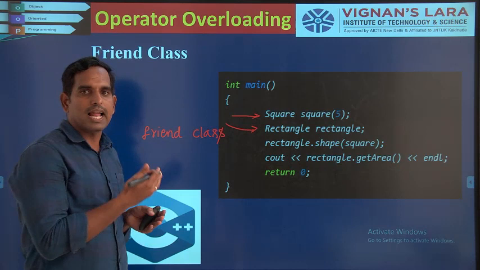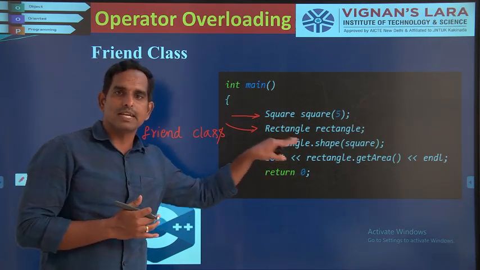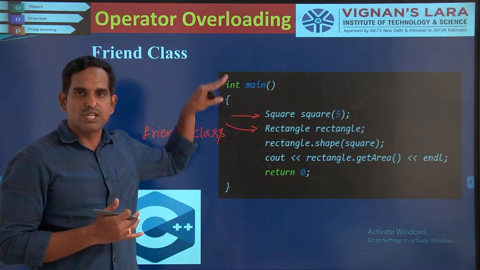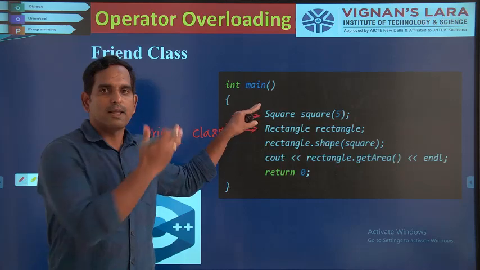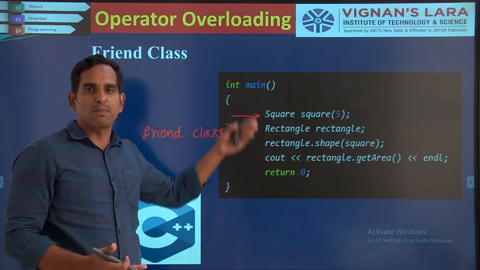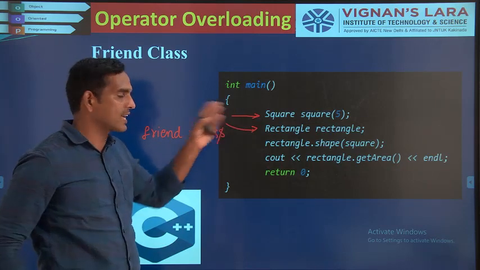Okay, your friend class can create the objects of your original class. In this example, in the rectangle class, I can use the objects of your square class. Since I can use the objects of your square class, the particular object can access any property of the square class. Okay, it might be general variables like your side.